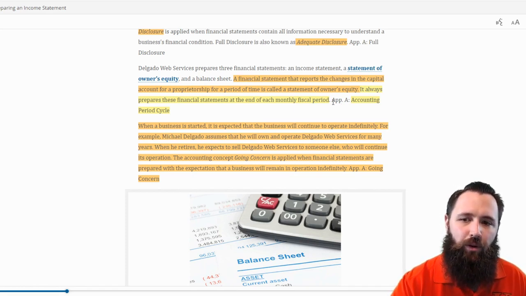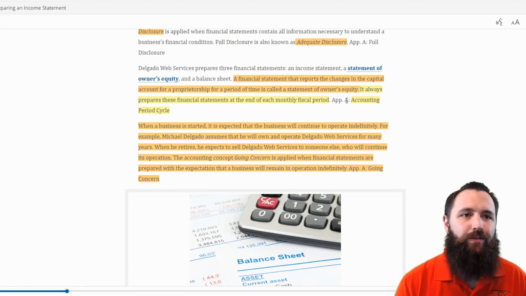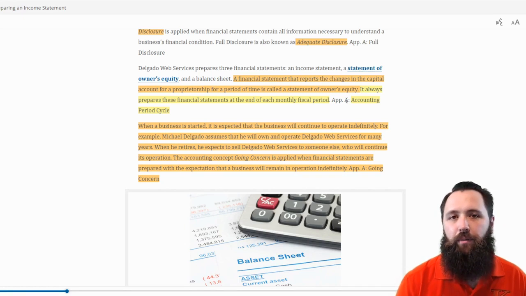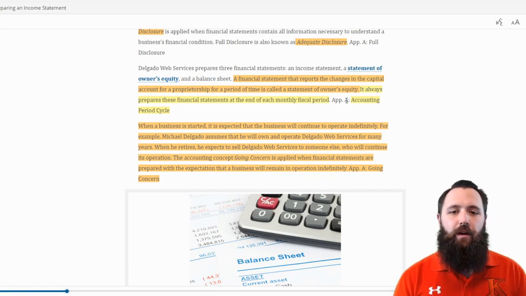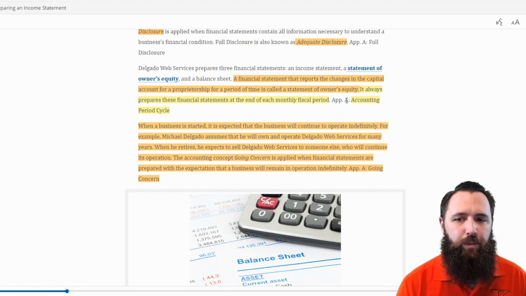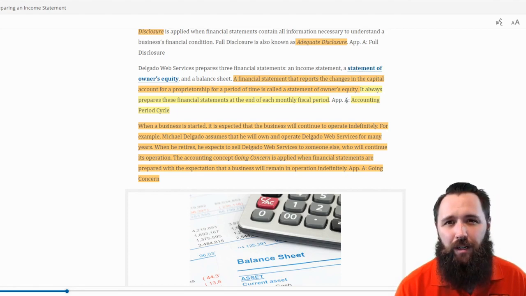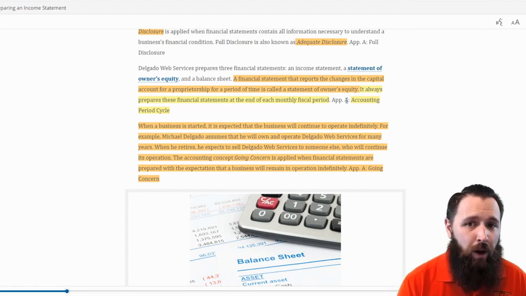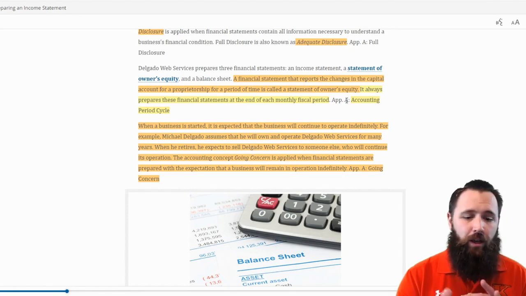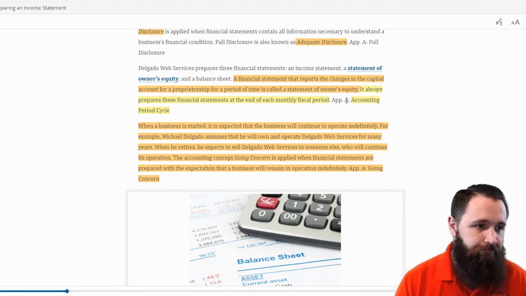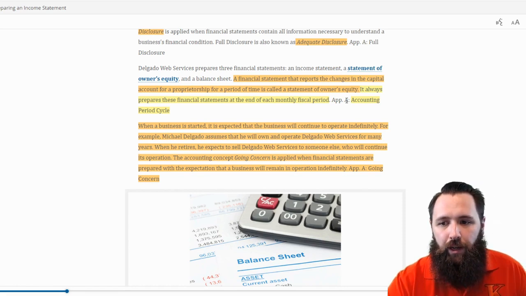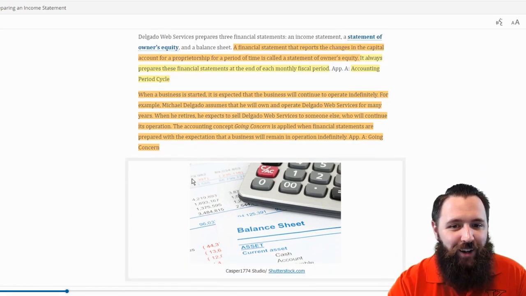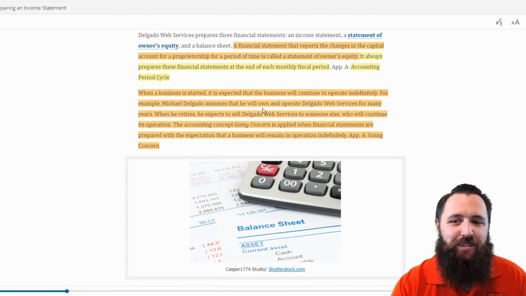And then they talk about another term here, and that's the accounting period cycle. What they're pretty much saying is that these financial statements are going to be created every single time that accounting period cycle takes place. For Mr. Delgado's business, I believe it's going to be the end of every single month. So at the end of every month, we'll create a statement of owner's equity, an income statement, and a balance sheet. There we go.